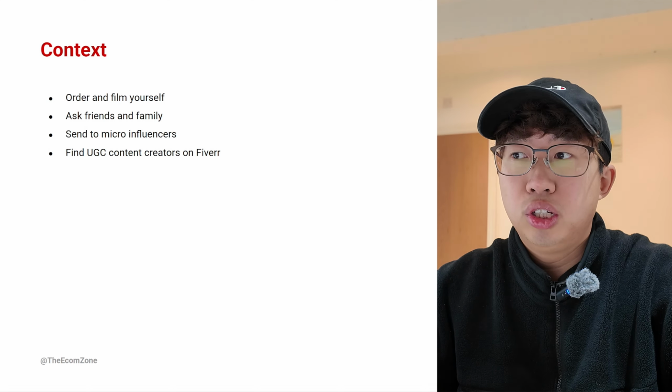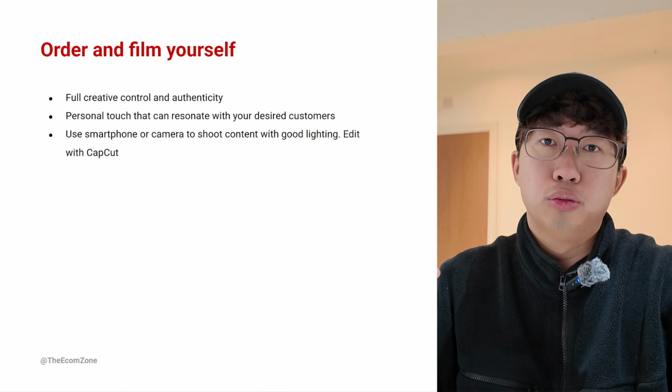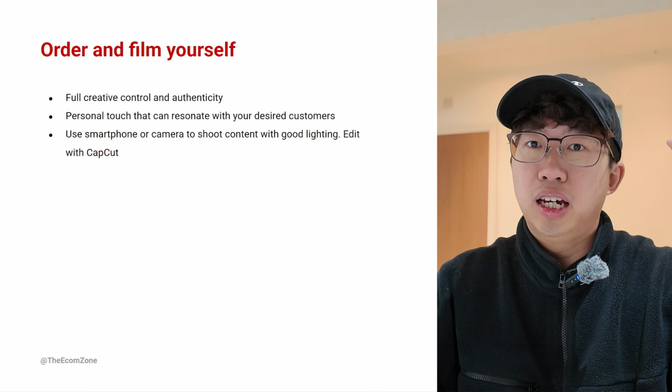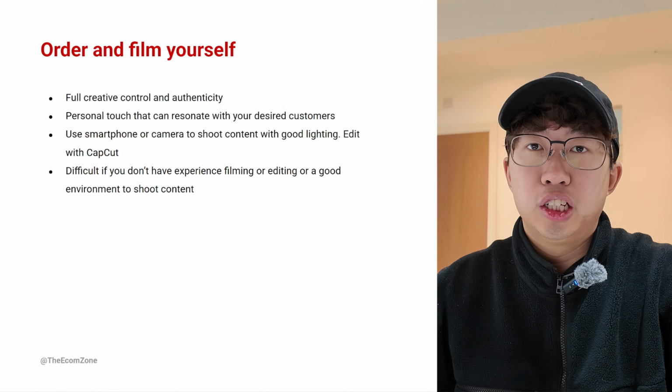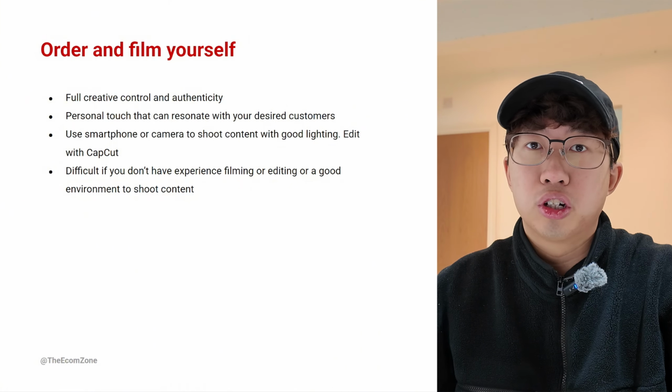This is because the normal lighting you use in your bedrooms or living room doesn't always come out as nice on camera, and you actually need to get those box fill lights, and they're around like $20 to $30 on Amazon. And with this method, it's actually very difficult if you don't have any experience in filming or editing or a good environment to shoot your content.